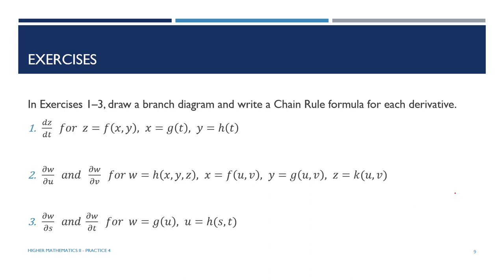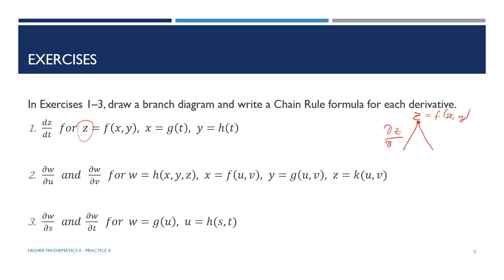In the following exercises it says draw a branch diagram and write a chain rule formula for each derivative. First of all, I'll need to draw a branch diagram. For the first exercise we need dz dt. So at the top of the branch diagram I will have the function's name, which is z, where z equals f of x, y. This is the start of the branch diagram. And x depends on t, y depends on t.